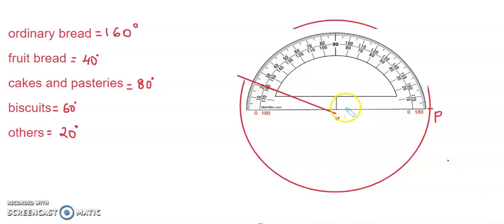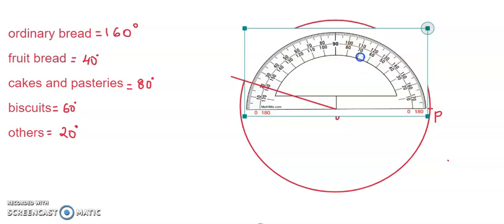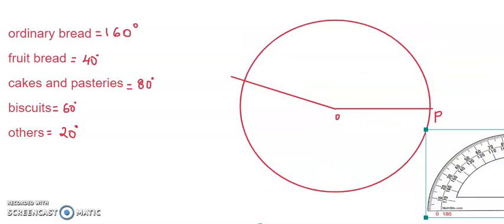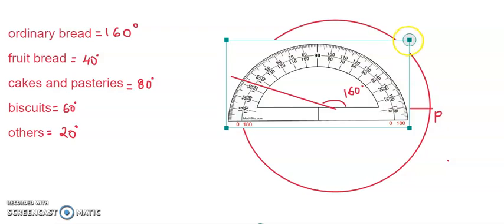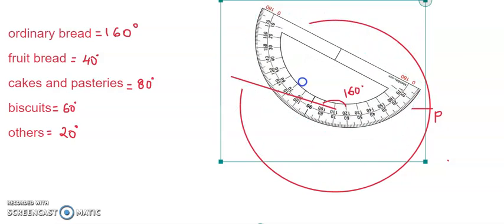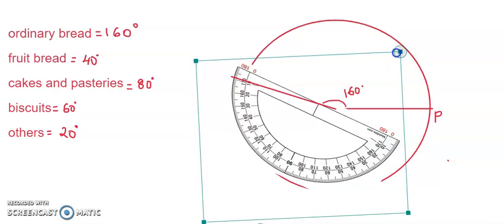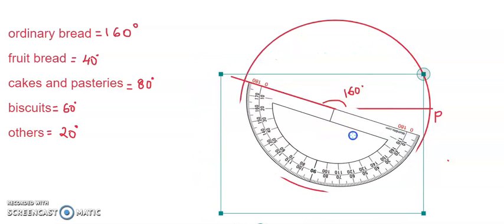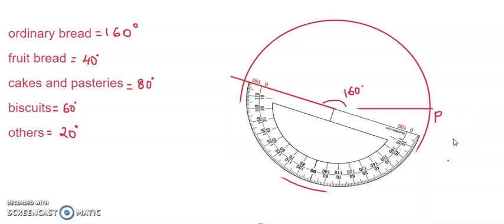It is going a little bit away. I should start from the 0. Okay, let's see, does it match? Okay, so that's going to be 160. Then we need to put the fruit bread, that is 40. So I'll just rotate. Now, what is the way I need to place the protractor? The line which I drew should match with my zero line. Okay, now find out the 40.